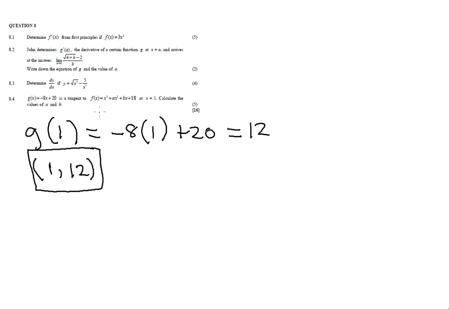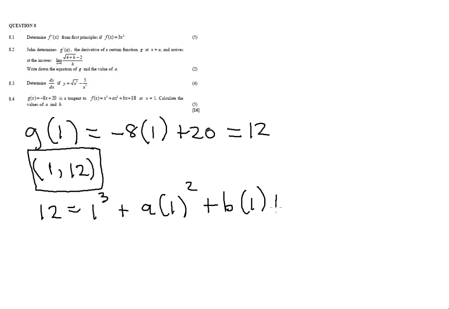So if I replace x by 1 and f of x by 12, that should give me one equation with the two unknowns a and b. So if I sub it in, I'm going to get 12 is equal to 1 cubed plus a into 1 squared plus b into 1 plus 18. So we end up getting 12 is equal to 1 cubed is 1 plus 1 squared is 1 times a is just a plus b times 1 is just b plus 18.